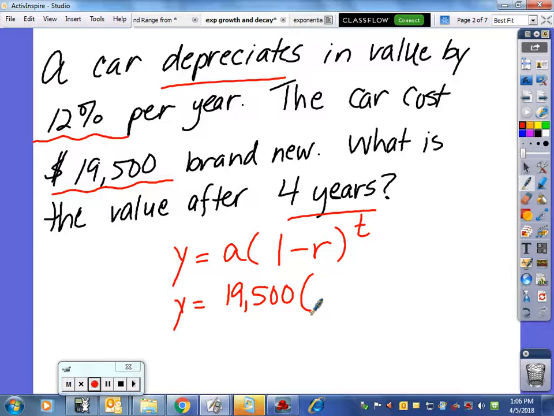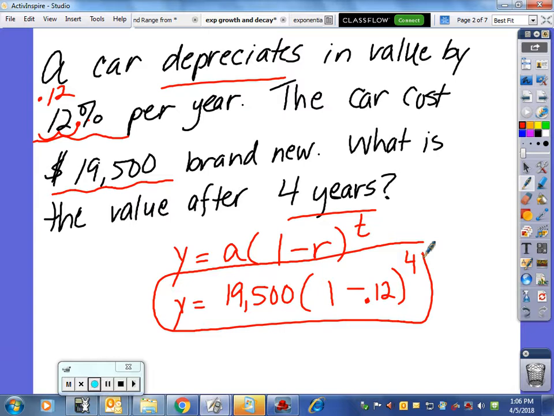Now, watch out, folks, because they're going to ask you some tricky questions. This one's really not that bad. 1 minus 0.12, because 12% as a decimal is 0.12. So if they give it to you in percent, you've got to convert it to a decimal. Raised to the time power. So what would I put for t? Put that in the calculator and see what it tells you.